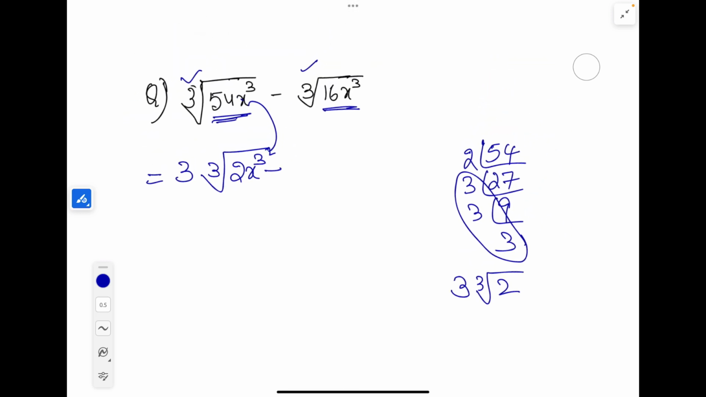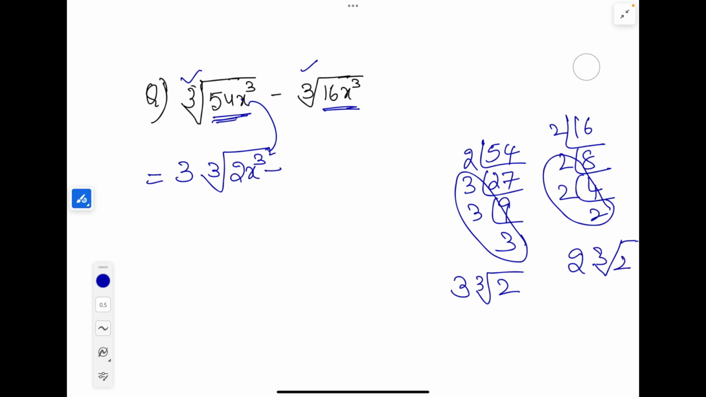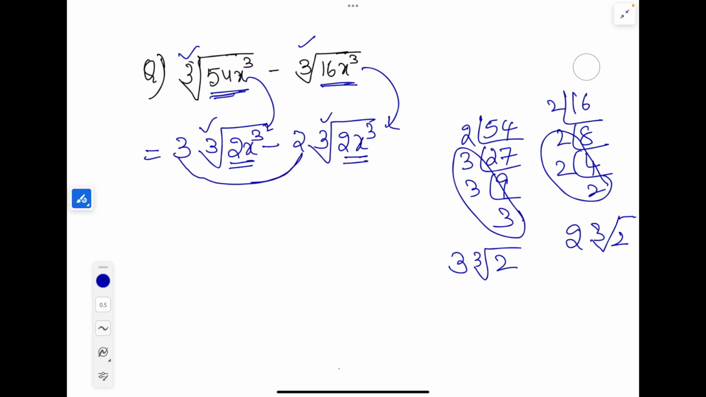Minus, same way, what are the factors of 16, children? 16 can be written as 2 times 8, 2 times 4, 2 times 2, right? So make a triplet. So it can be written as 2 into the cube root of 2. So I am writing 2 into the cube root of 2, this x cube as it is. Now if you observe, the index is the same and the radicand is also the same. So we can subtract. We have to subtract the coefficients. 3 minus 2 is 1. 1 into the cube root of 2x cube. This 1, if I don't write it, it's fine.